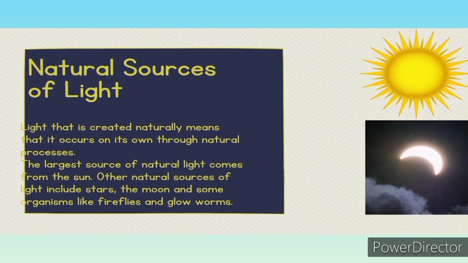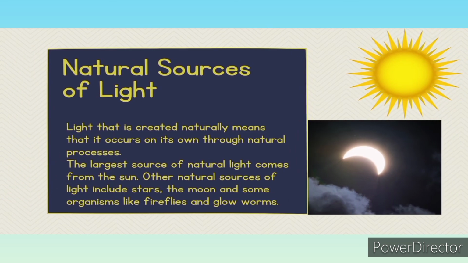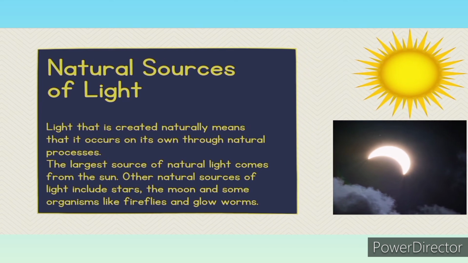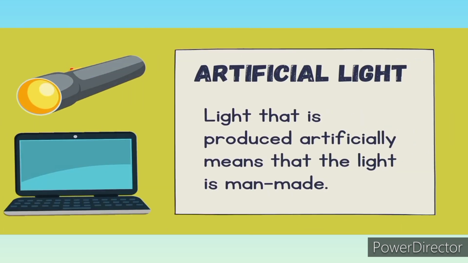Light that is created naturally means it occurs on its own through natural processes. So examples are the stars, the moon, some living organisms such as fireflies and glowworms. Now, the largest source of natural light comes from the sun. What did I say? The largest source of natural light comes from the sun. Remember, light that occurs through natural processes is called natural light.